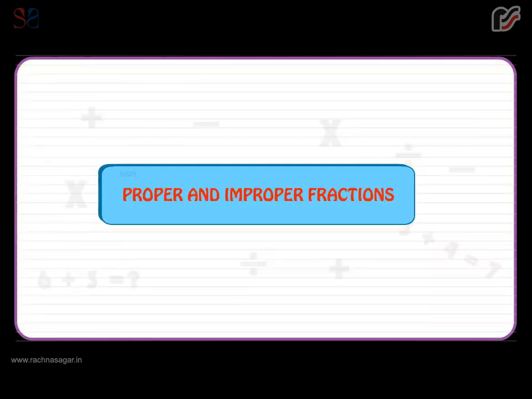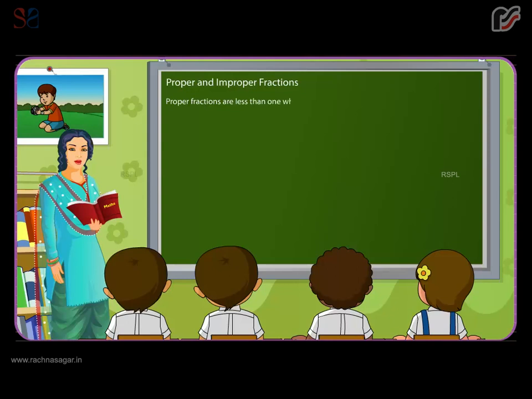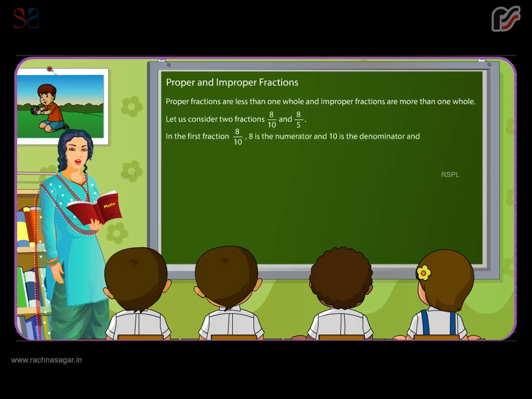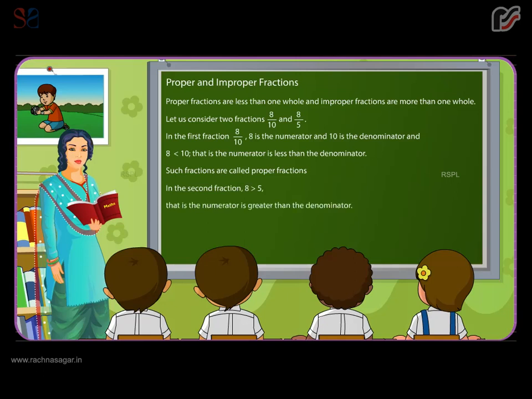Proper and improper fractions. Proper fractions are less than one whole and improper fractions are more than one whole. Let us consider two fractions 8 by 10 and 8 by 5. In the first fraction 8 by 10, 8 is the numerator and 10 is the denominator, and 8 is less than 10, that is, the numerator is less than the denominator. Such fractions are called proper fractions. In the second fraction, 8 is greater than 5, that is, the numerator is greater than the denominator. Such fractions are called improper fractions.